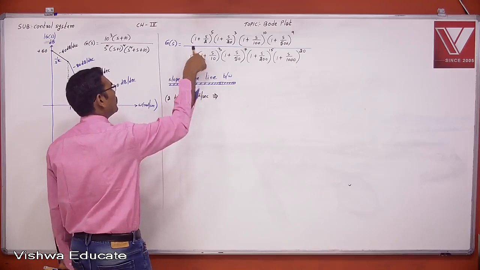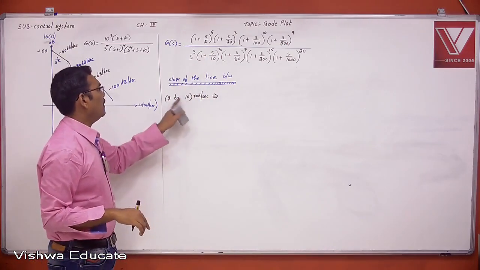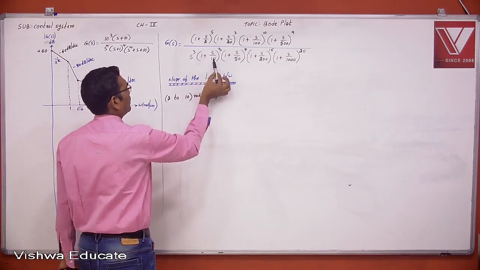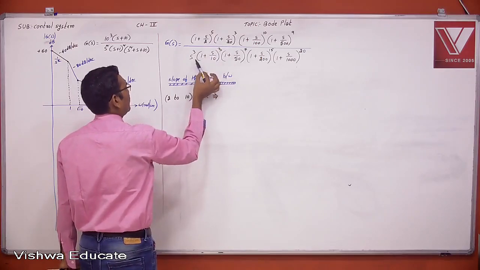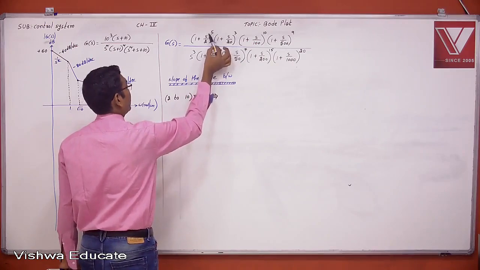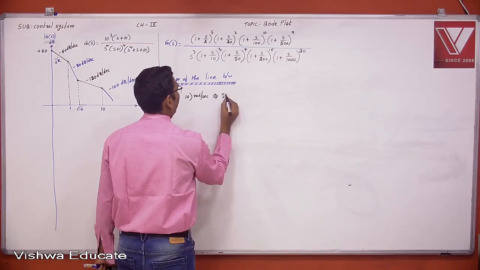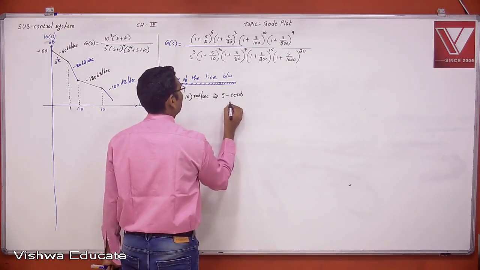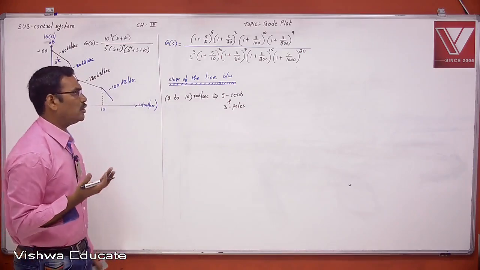Now between 2 to 10, highest is this. Now consider all the terms less than 10. All are in time constant form. Less than 10 means here 5 zeros and 3 poles, right? Now this is nothing but 5 zeros and 3 poles.